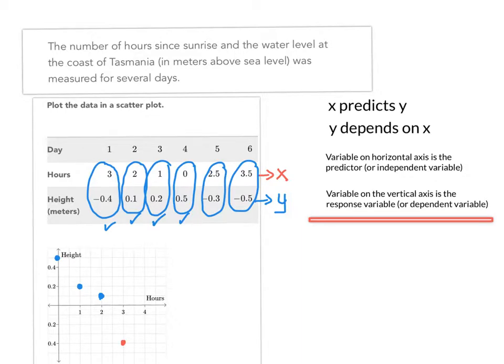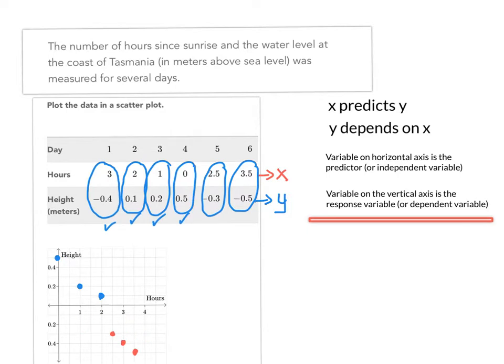2.5 hours after sunrise, the water level was negative 0.3 meters above sea level. Again, that just means it's below sea level. So at 2.5, we were below sea level. 2.5, and we were below 0.3 meters. At 3.5 hours after sunrise, we were below 0.5 meters. So at 3.5 hours, 0.5 meters. So again, I tried to color code this a little bit. Anything above sea level, I created a point in blue. Anything below, a point in red.